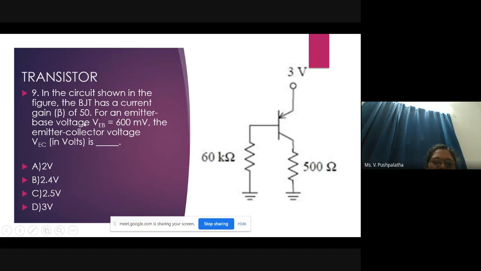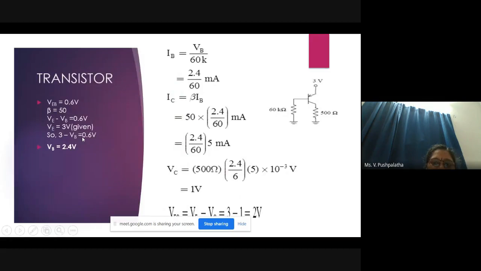So first you need to find IB, which is V by R. The R value is given. How will you find VB? From the given values you find VB. Then IC equals beta times IB. Then you finally find your VC value. This is how you have to do this. Now we'll go to the next question.